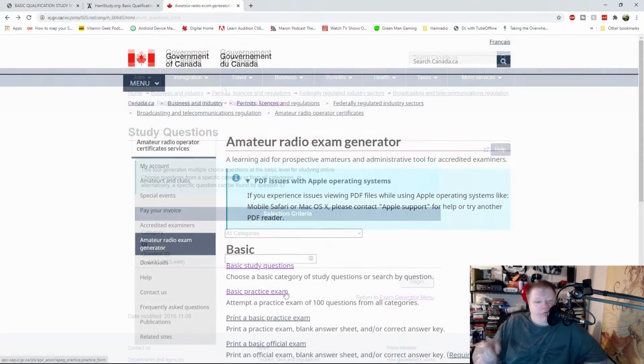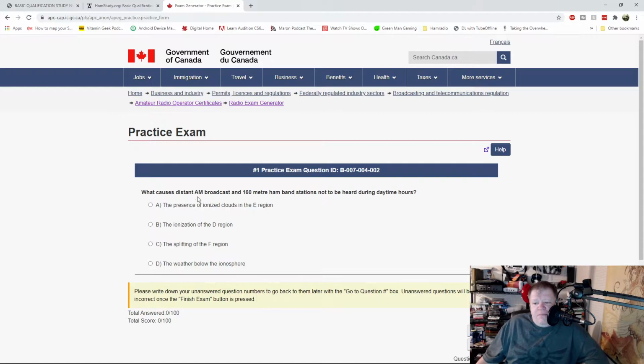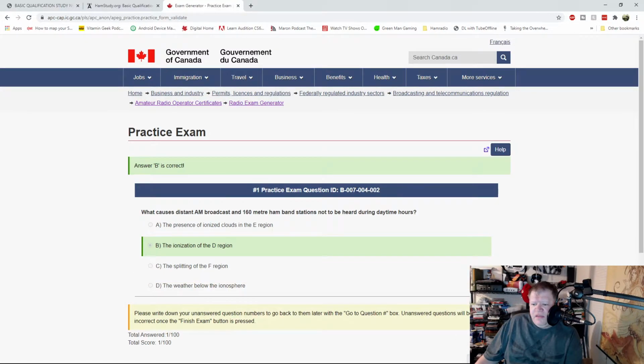So on here, when you do a practice exam, I'm going to answer a few questions here. So what causes distant AM broadcast, or a ham band station, not to be heard during daylight hours? Well, that's the, I forget which, I believe it is the presence of ionized clouds in the E region, ionized region. I believe it's D, B, if I remember correctly. I think it's D. Yeah, it's D.